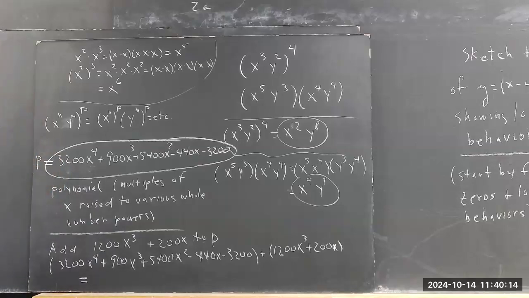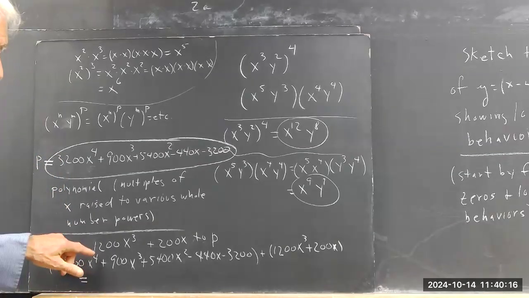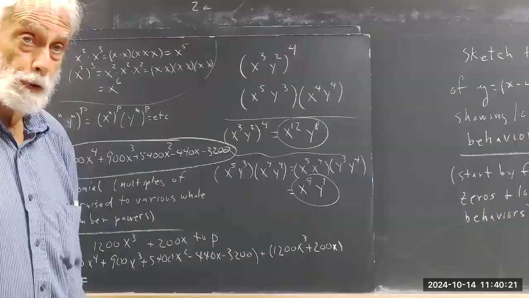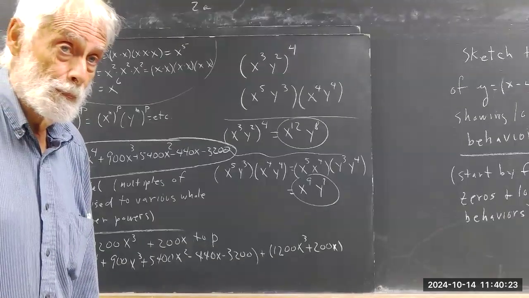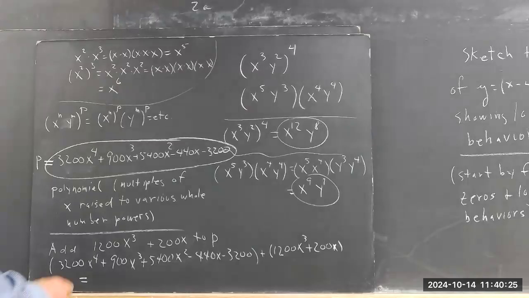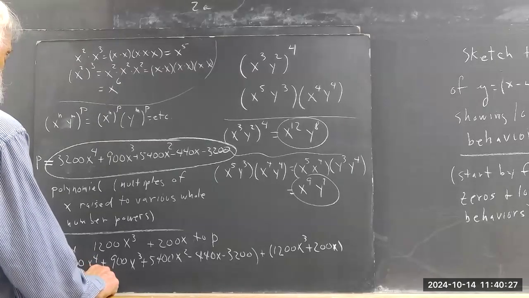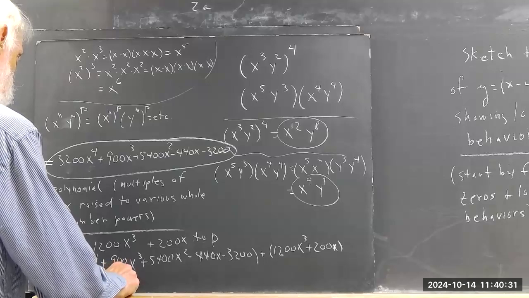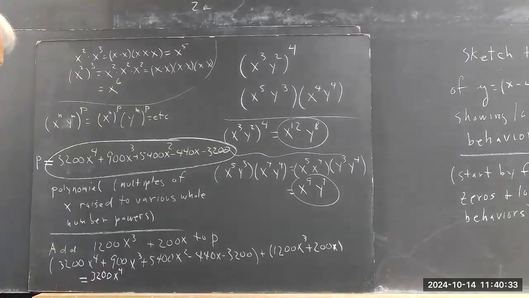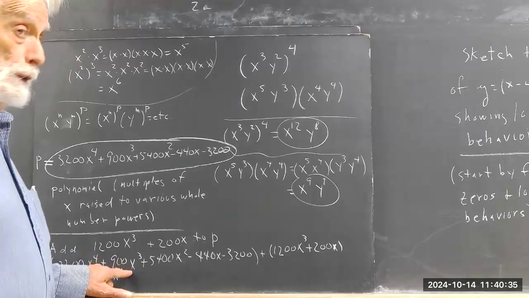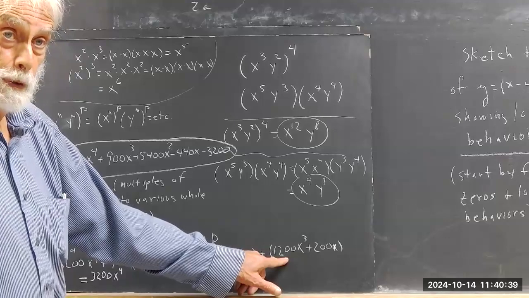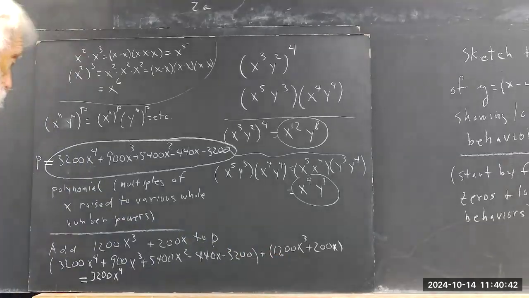So let's look at what we've got. We've got 3200 x to the fourth terms, and there are no x to the fourth terms over here. So we're still going to have 3200x to the fourth. What else do we have? Well, we've got 900x cubed here. And look over here, we've got another 1200 of them. That makes 2100 of them.